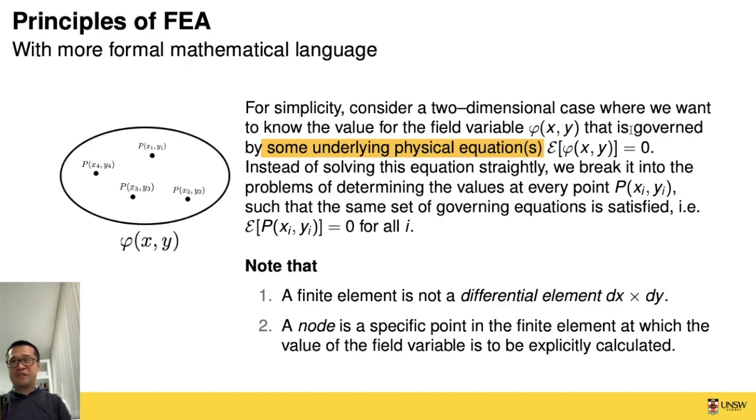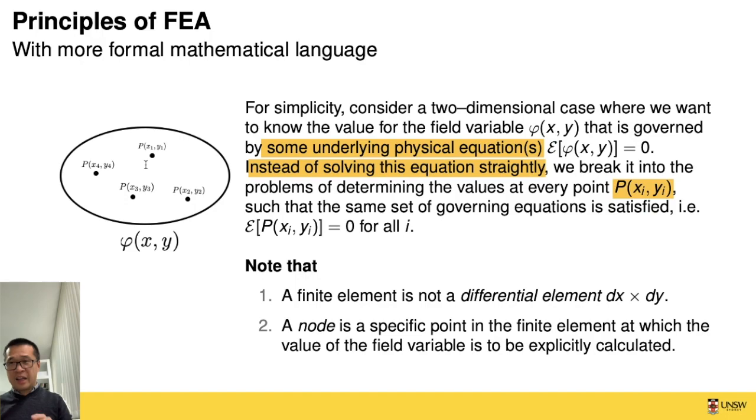Now you know that this shape is of a very irregular shape, an ellipsoidal shape in this case. Okay, it's a bit of a difficult word, but it's irregular. So instead of solving these equations strictly, we break it down into determining the value at every point p, (xi, yi). So you put a lot of points inside this shape, hopefully evenly distributed inside the shape.